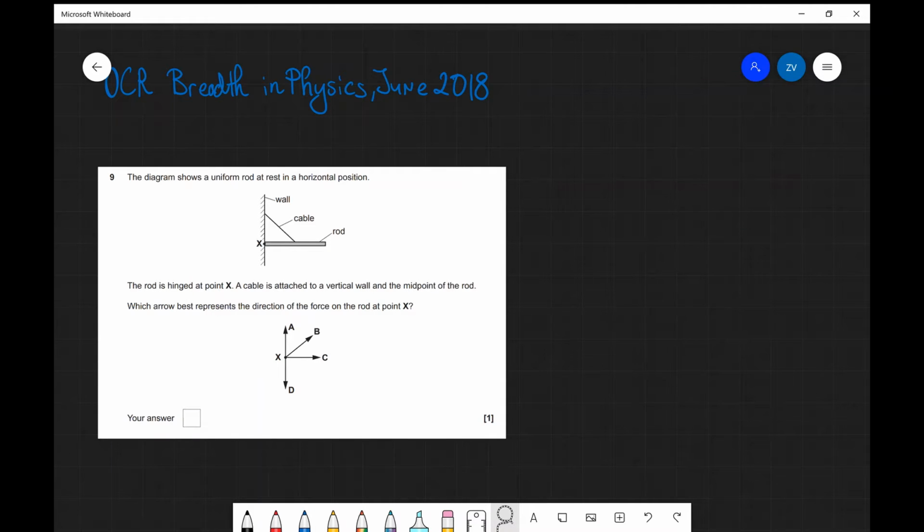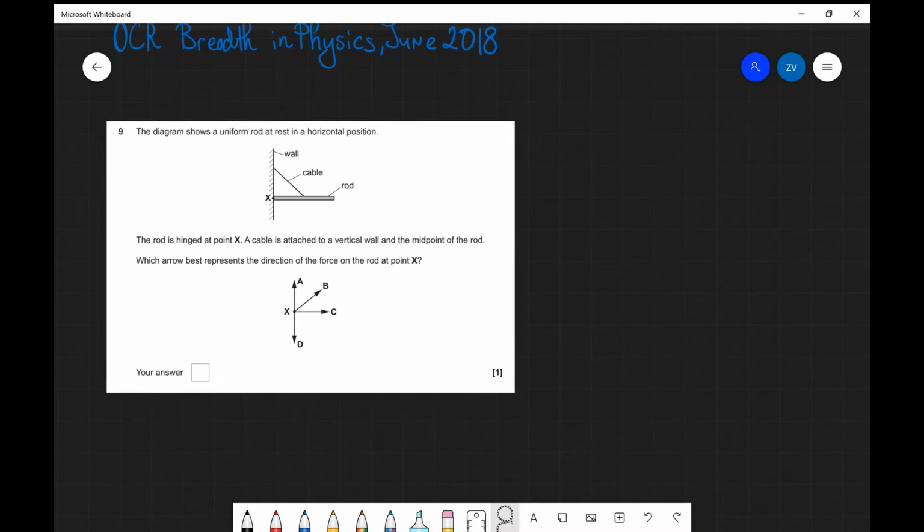Right, folks, we're making excellent progress. Moving on to question number 9. The diagram shows a uniform rod at rest in a horizontal position. It is hinged at point X. A cable is attached to a vertical wall at the midpoint of the rod. Which arrow best represents the direction of the force on the rod at point X?